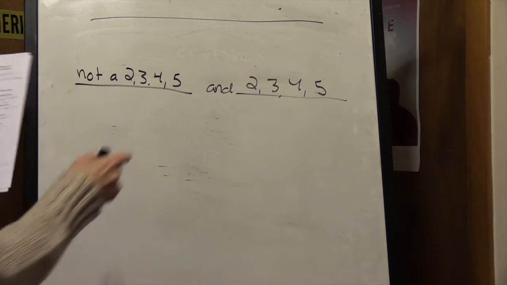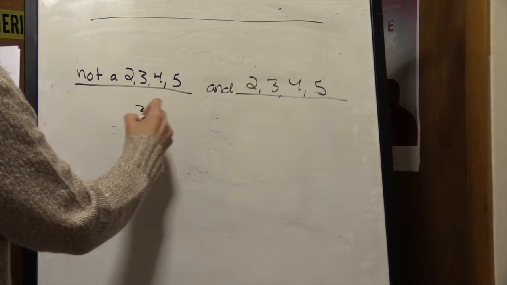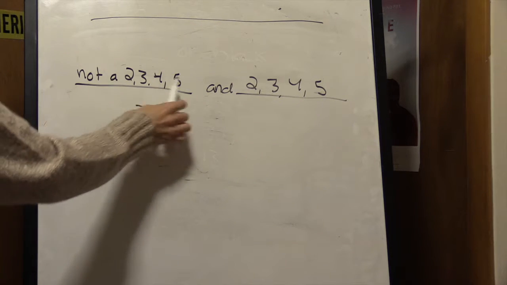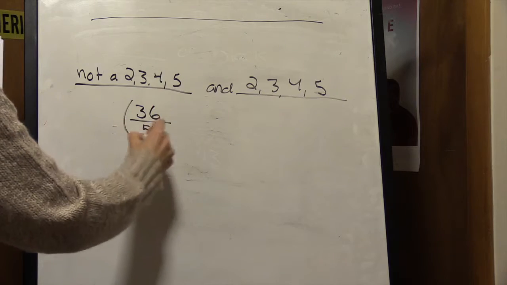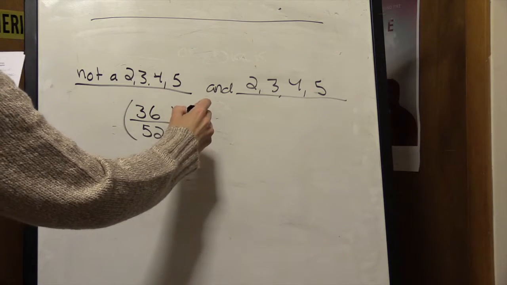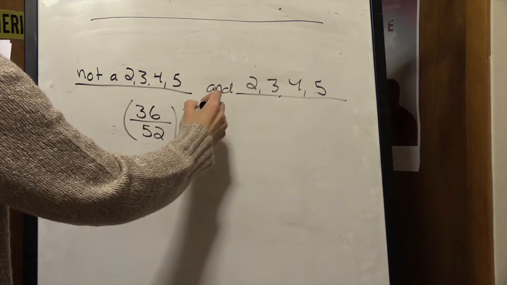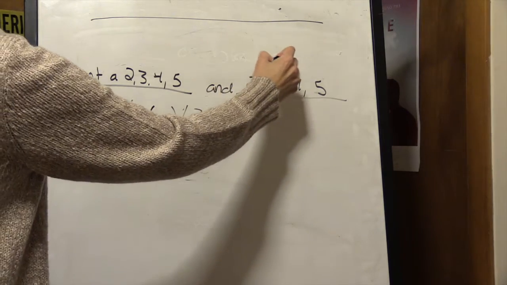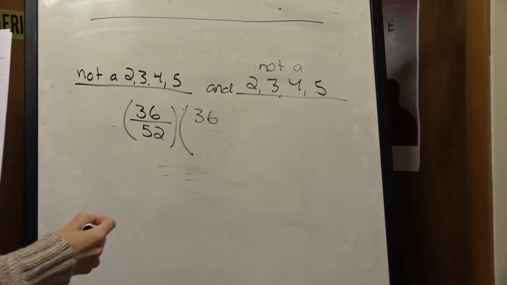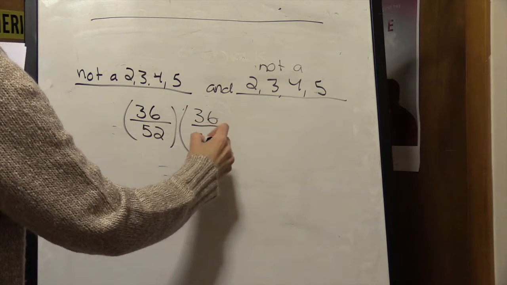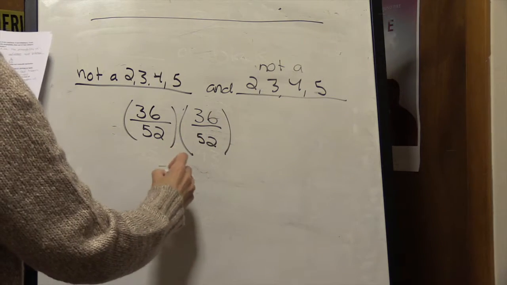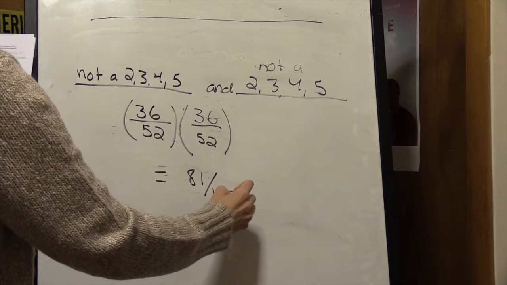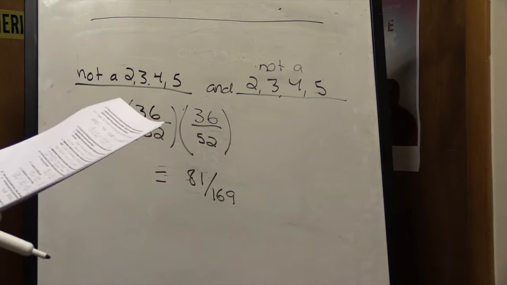So that means we have 16 cards. So the probability that it's not would be 36 out of 52, which is just 52 minus these 16 cards. And we're going to multiply that times the same probability because once again, it's not a 2, 3, 4, or 5. So 36 over 52. That is equal to 81 over 169.